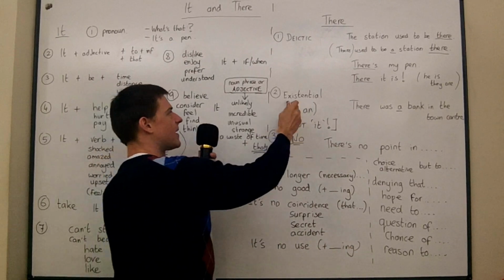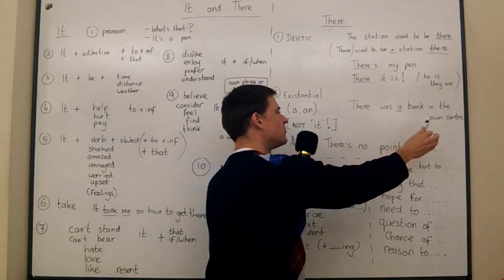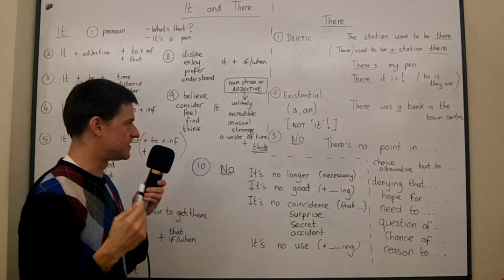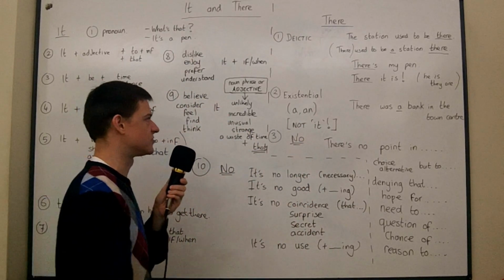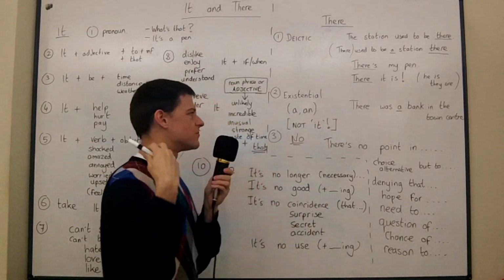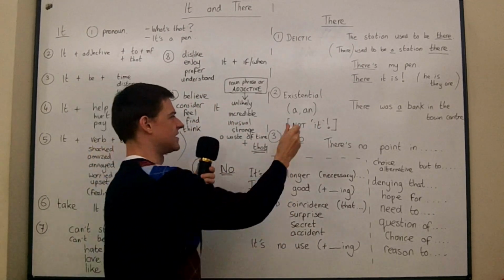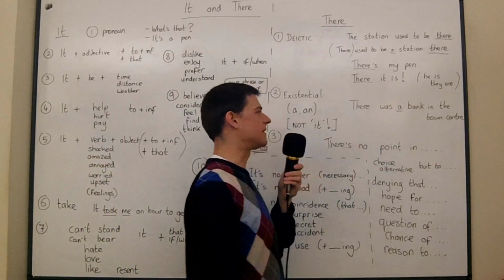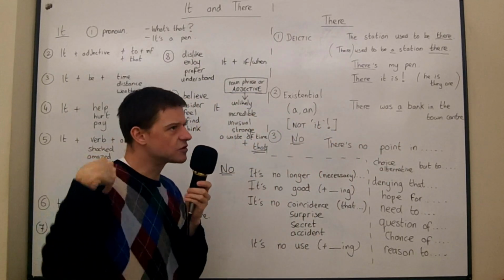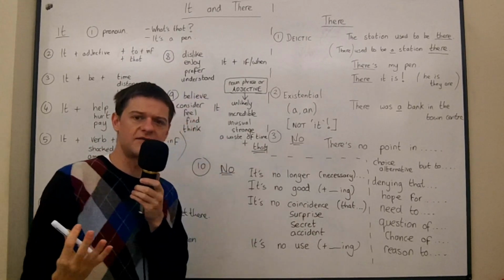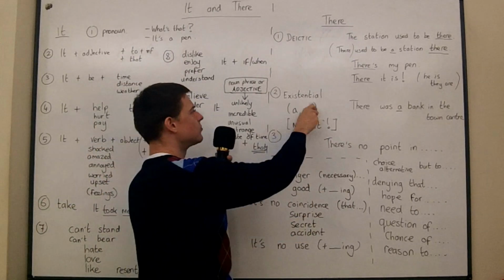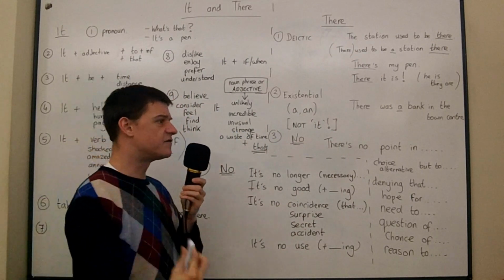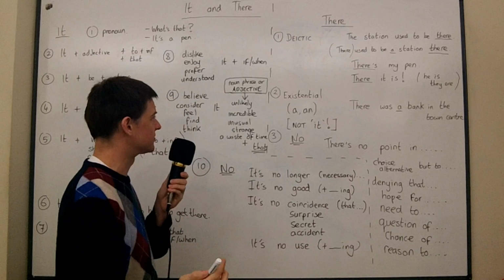Okay, the second point is about existential "there". "There was a bank in the town centre." Please remember to use "a" and "an" with these expressions because they're existential. And when you're just talking about the presence or the existence of something, don't use "it". Yeah, you would not say "it was a bank in the town centre" because you're talking about the existence or the presence of something. So that's what I mean by existential "there". Only use "there" if you're affirming the existence or the presence of something.